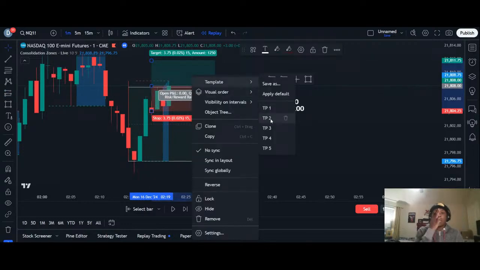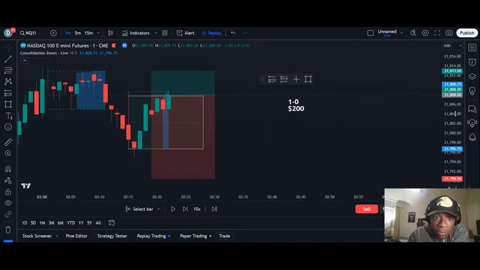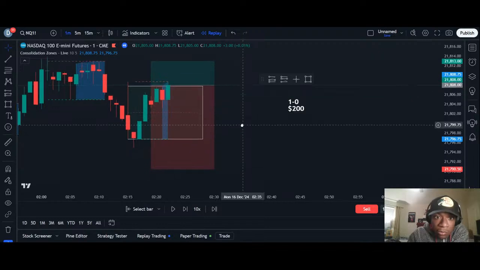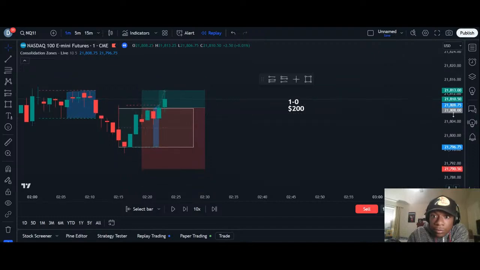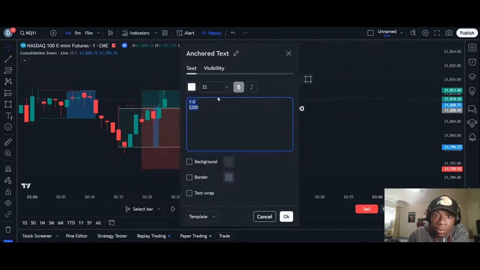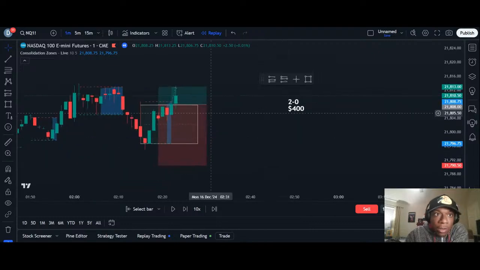So since this is the second trade of the day, you guessed it, TP2. We add the 20 ticks from the last win to our SL to increase our chances of winning. Let's see what happens. TP smash. So you would be 2-0 for the day. You'd be up $400. And you just simply wait for another zone to form. The key to this strategy, you have to be patient.